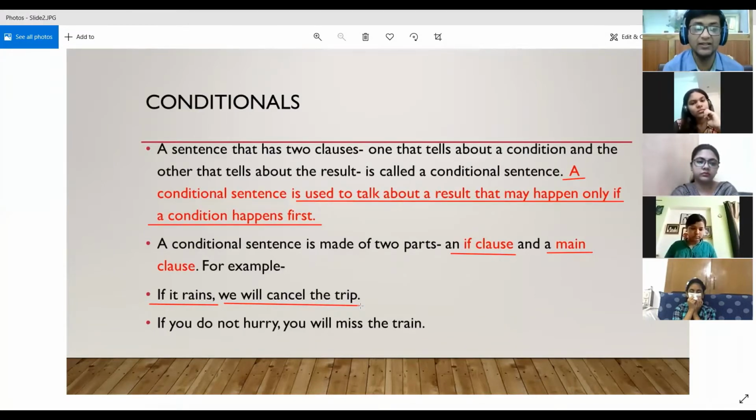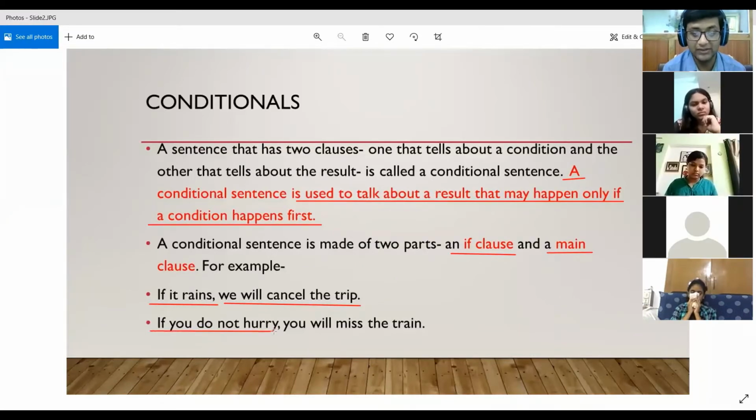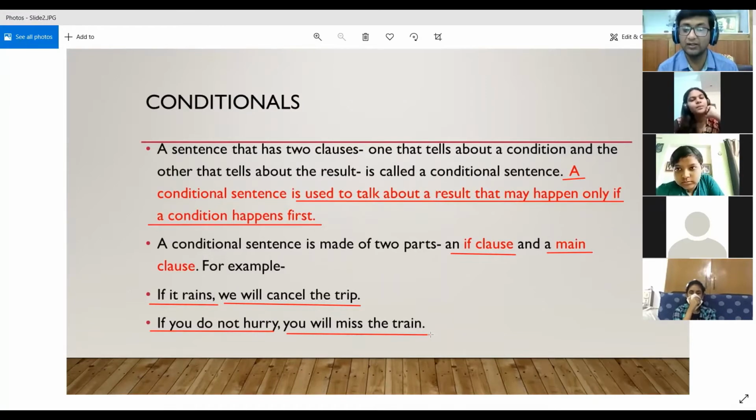Then again, see another condition. If you do not hurry, you will miss the train. So again, a condition is there: if you do not hurry up, what is going to happen? You will miss the train. So you are seeing that first a condition is being given with the help of an if clause, and then we are giving the result that if such a condition happens, then this is the result of that condition. So this is the main clause.